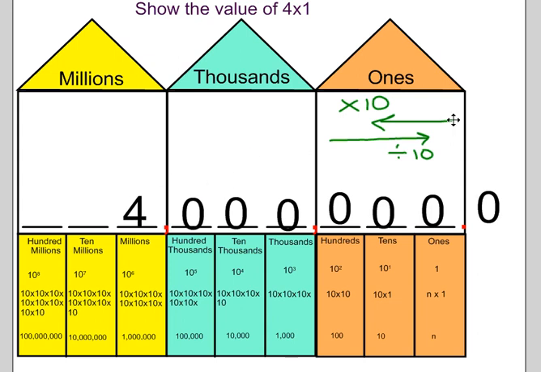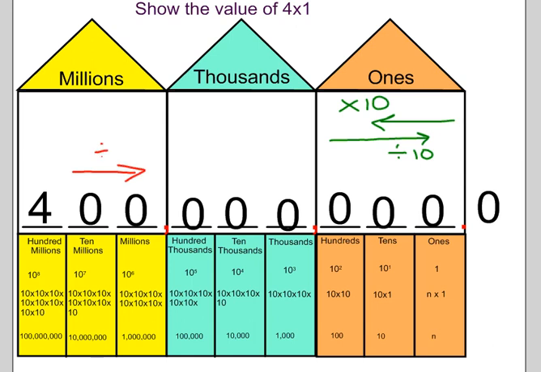Can you guess the next one? 4 million times 10 is 40 million. I'm adding a zero every time. And 40 million times 10 is 400 million. And it works exactly the same going backwards.